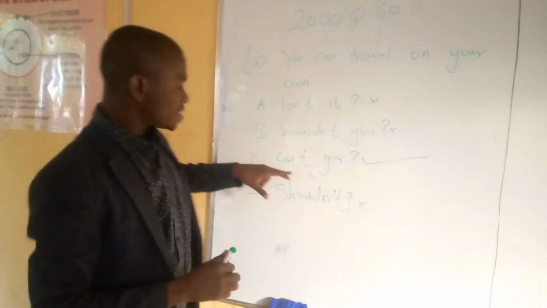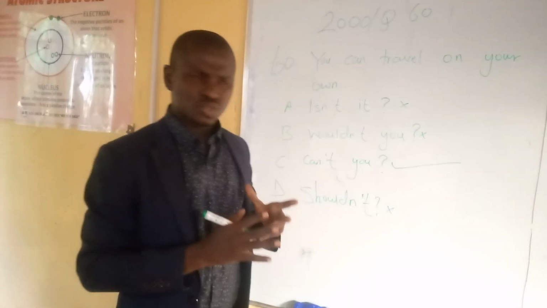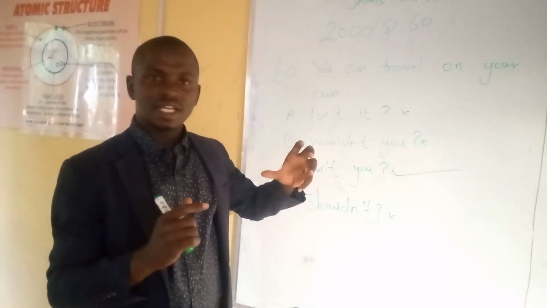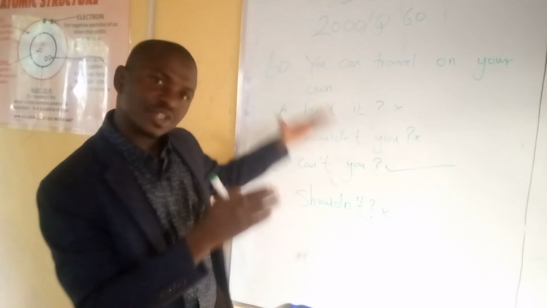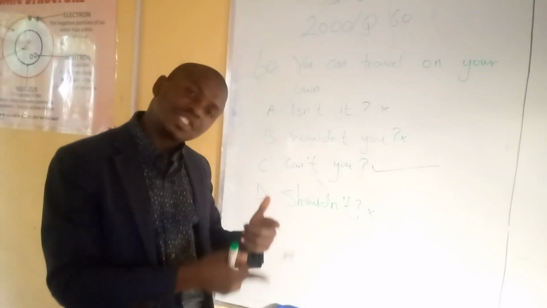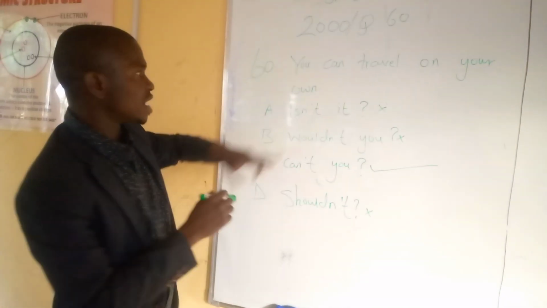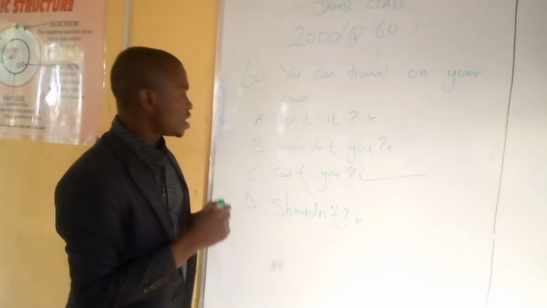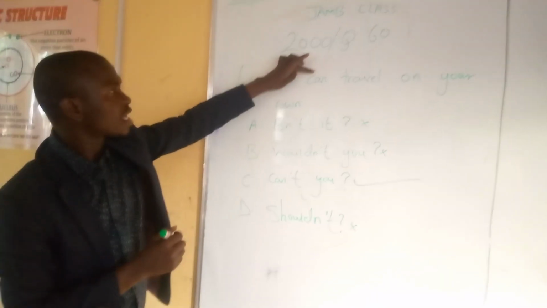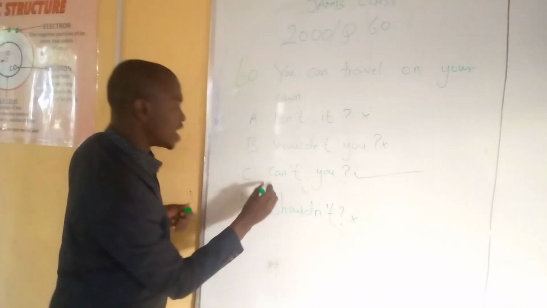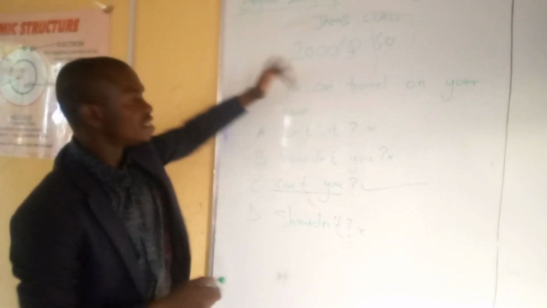Now, why is it option C is the correct option? This is because question tag must always coincide. The verbs in question tags must always coincide with the verbs in the statement. Now, in this statement, we have the modal can. So, the question tag must carry the modal can, but in the negative. Can't you? Since the statement is in the positive.